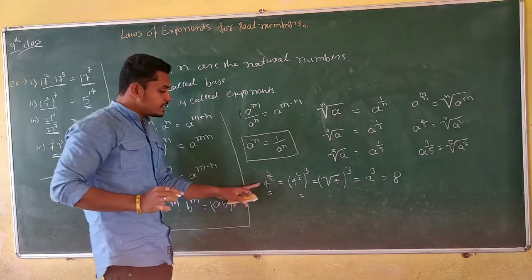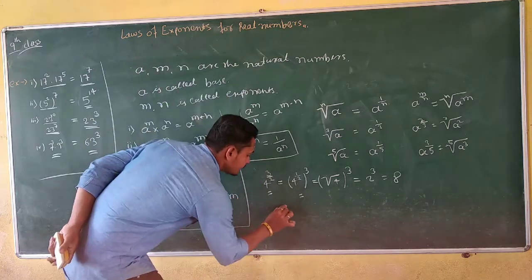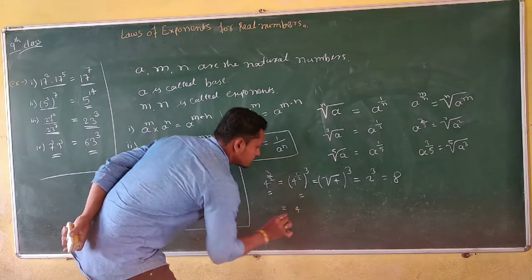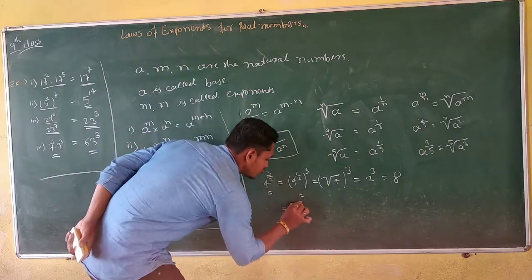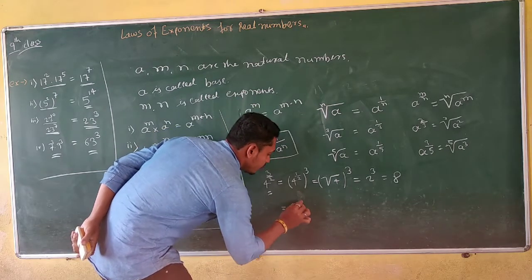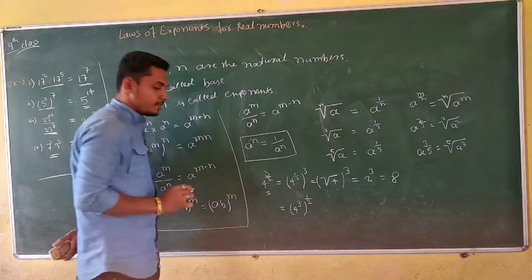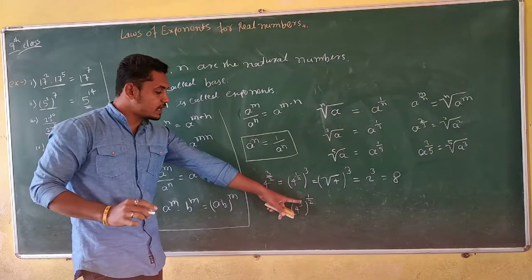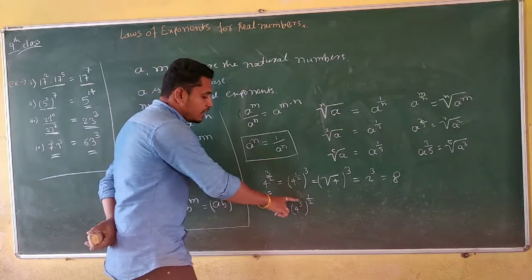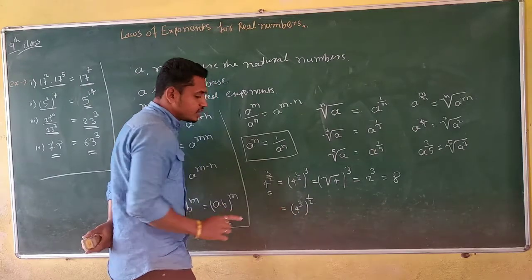And now this term we simplify by another method. It is also by using the second identity. 4 raised to 3, the whole bracket raised to 1 divided by 2. So 3 times 1 divided by 2 is also equal to 3 divided by 2. Is it right? So that's why I write it in this form.